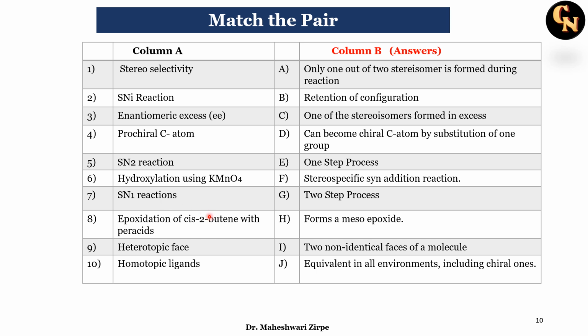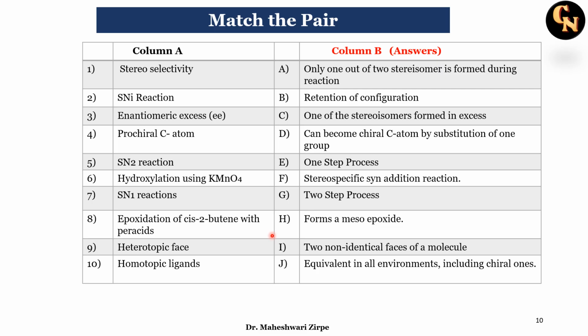Next one is SN1 reaction. It is nucleophilic substitution first order reaction, which means it is going to undergo by two steps. So the correct option is two step, that is G. Next one is epoxidation of cis-2-butene with peracid. So the correct option here is it forms a meso-epoxide. We have seen during fill in the blanks or true or false that epoxidation of cis-butene will always give us meso-epoxide. Okay.